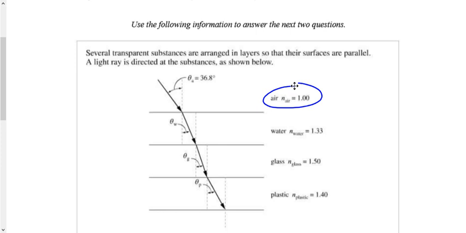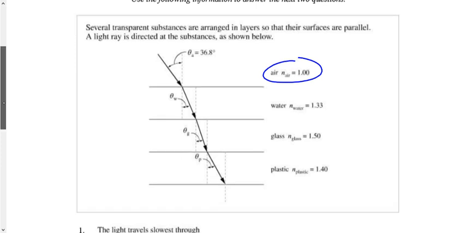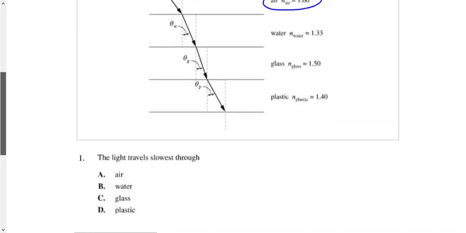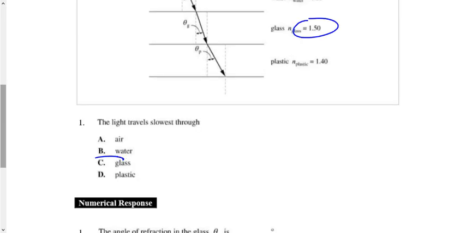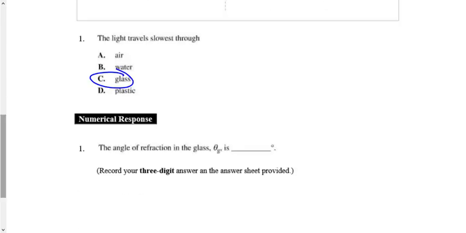All right, what do we want to find on this? Question number 1 says, light travels slowest through which medium? How are we supposed to figure that out? Where does light travel slowest? Yeah, as n goes up, v goes down. So we're looking for the slowest speed. We're looking for the highest index of refraction. That means it's going to be glass, 1.50. The answer is C.